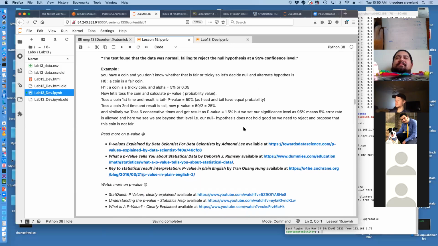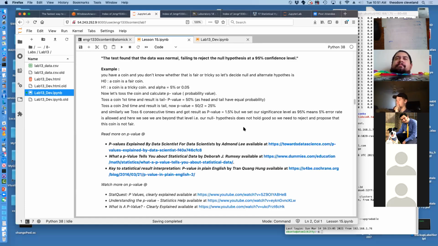So let's a priori establish a null and alternative hypothesis. The null hypothesis is that it's a fair coin, and our alternative hypothesis is that it's a tricky coin, at alpha equal to 5%. Now these are real coins, these are not Bitcoins, you actually have to flip it. So now let's flip the coin. If it's a fair coin and we only get to make 1 experiment, we really can't learn very much.